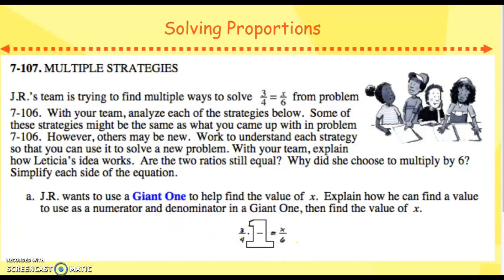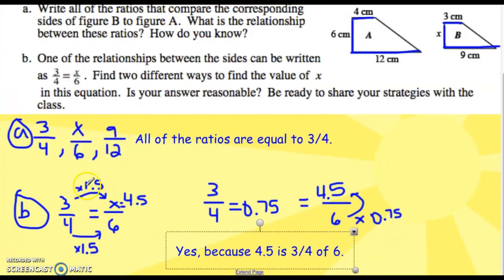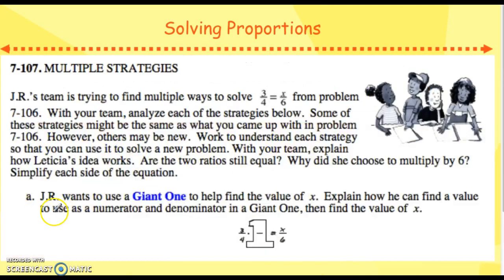So we actually did this strategy on our last one. We found the common multiplier of 1.5, and we did that by dividing 6 by 4. So we went the opposite way, and 6 divided by 4 is 1.5, so then I know I multiply by 1.5 to get 6. So here I can fill in my giant 1, so you can copy this equation down again in your notebook if you'd like. My giant 1 is 1.5, and we found that when you multiply 3 by 1.5, you get 4.5. So that's one strategy.